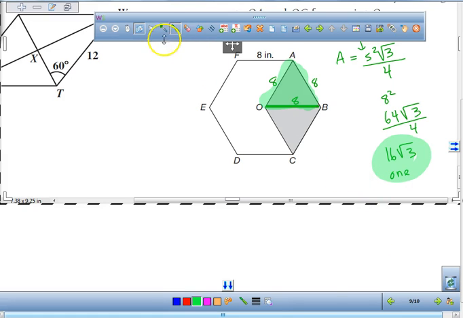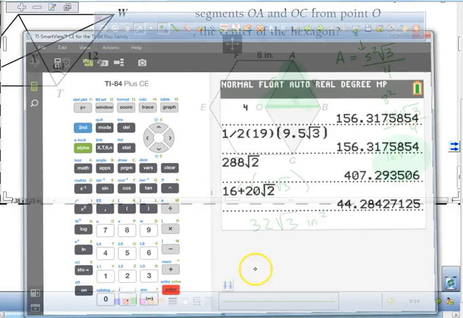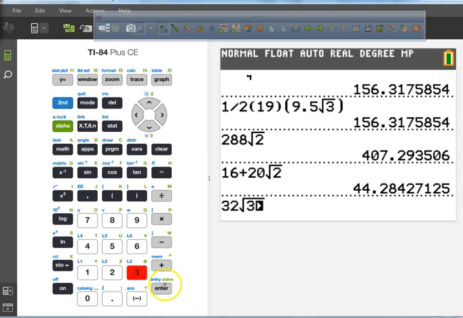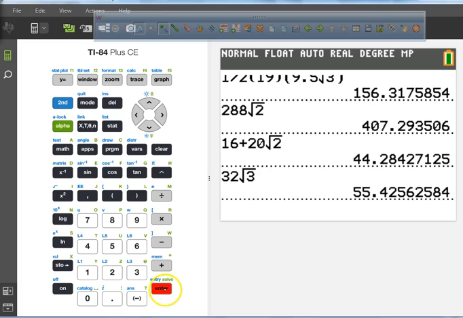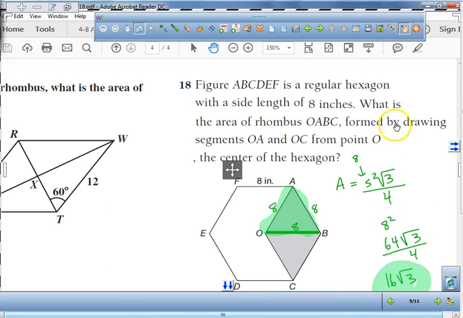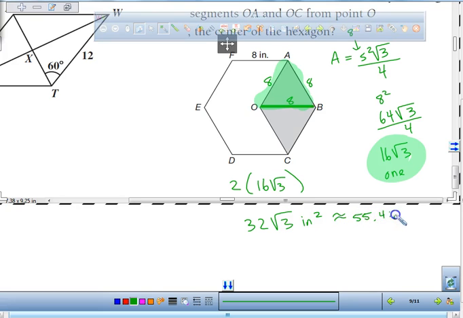32 radical 3. Oh, yeah. So if you take 2 and you multiply it by 16 radical 3, that becomes 32 radical 3 inches squared. So all you got to do is do 32 radical 3. Boom. 55.4 inches squared is your answer. That's your approximate answer, 55.4 inches squared.